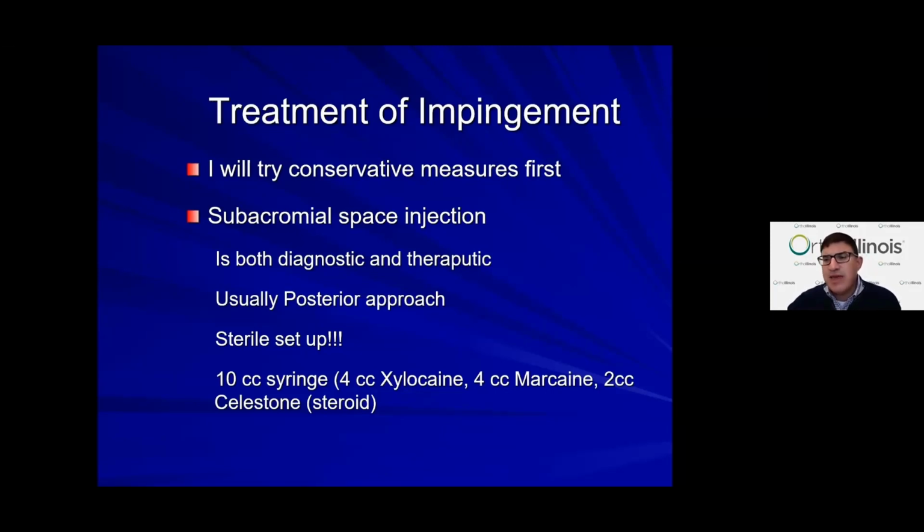So to bounce ahead, what do we do for impingement? I will try conservative therapy 100% of the time. That will include physical therapy, anti-inflammatories, and an injection into the subacromial space. Usually the injection is done with a combination of xylocaine, which is a short-acting local anesthetic, Marcaine, which is a longer-acting anesthetic, and then a water-soluble steroid. I generally warn patients that they're going to be sore for 2 to 3 days with the injection, that normally in the next 5 to 7 days, we can expect some significant pain relief.